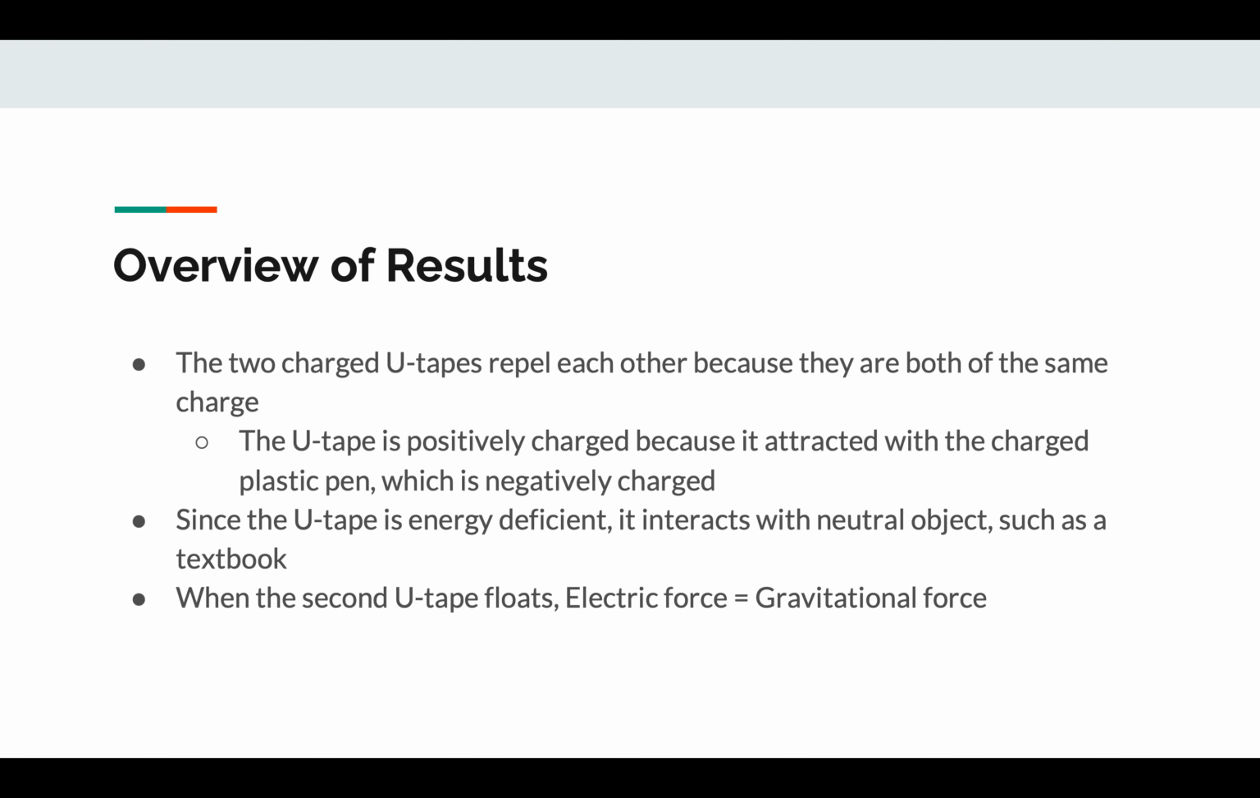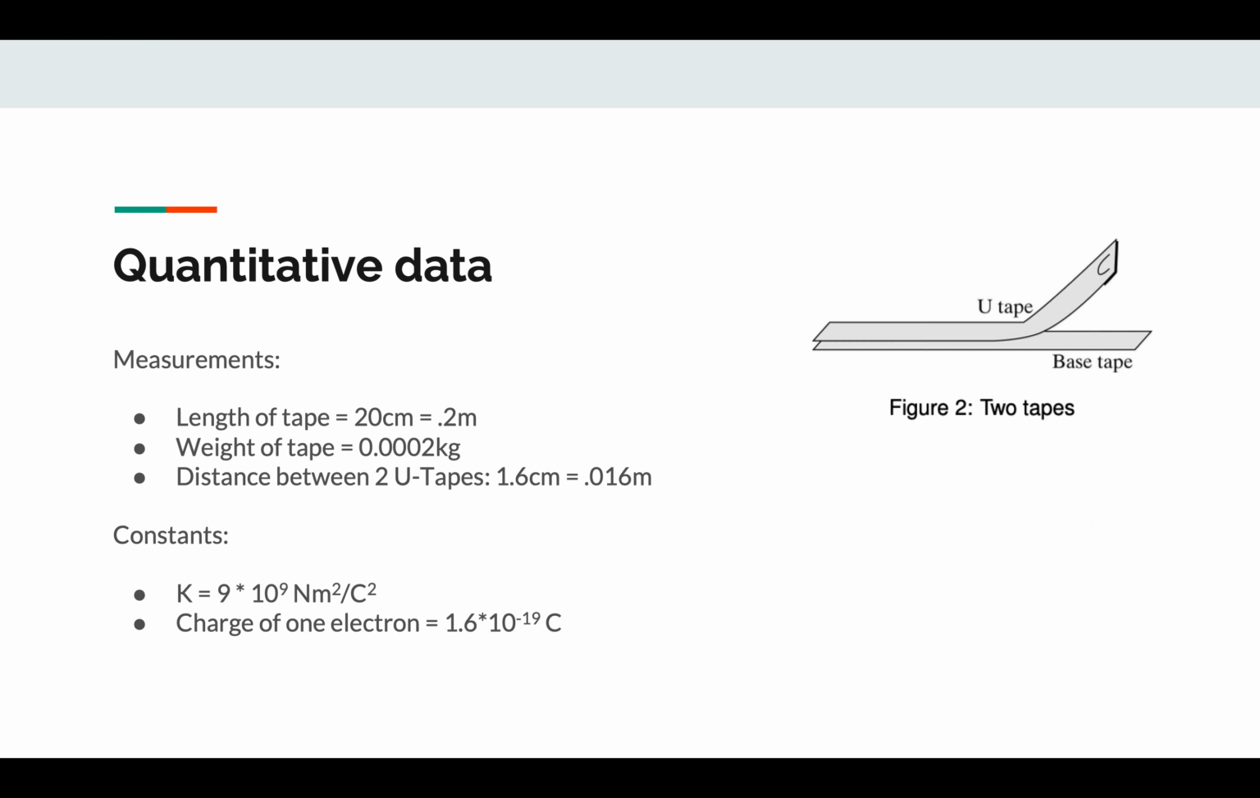So, overview of the results. The two charged tapes repelled each other because they are both of the same charge, because they were both made in an identical manner. And the tape was found to be positively charged because it attracted to a charged plastic pen, which we know to be negatively charged. And since the tape is electron deficient, it interacts with a neutral object such as a textbook or my hands. And when the second tape floats, the electric force is equal to the gravitational force in that moment.